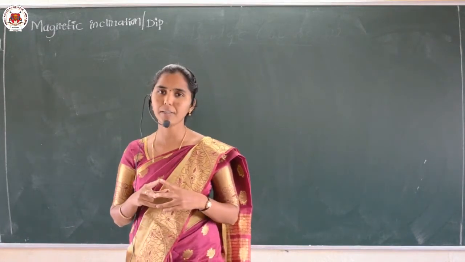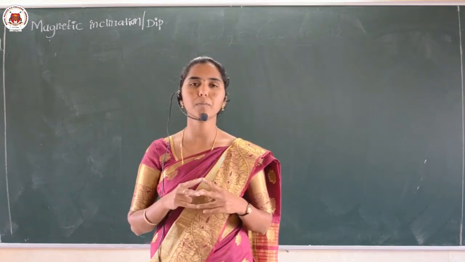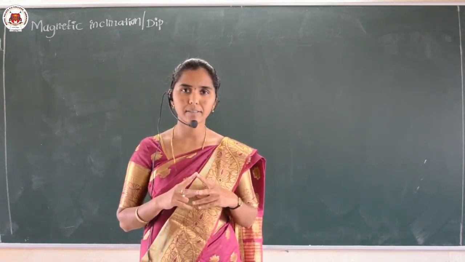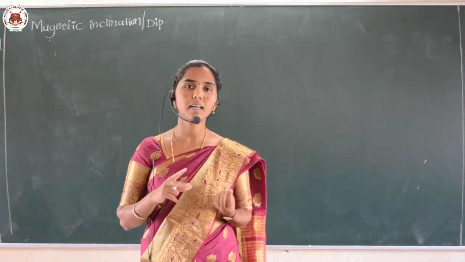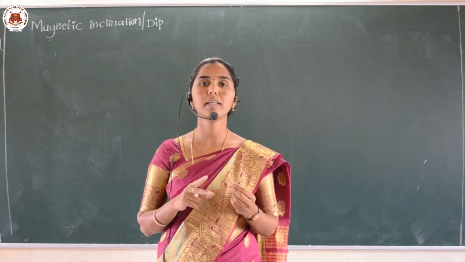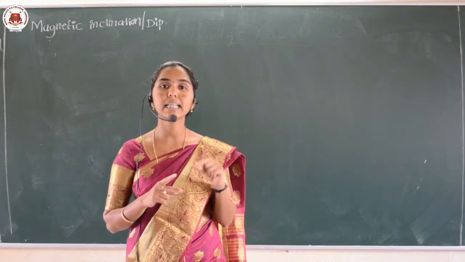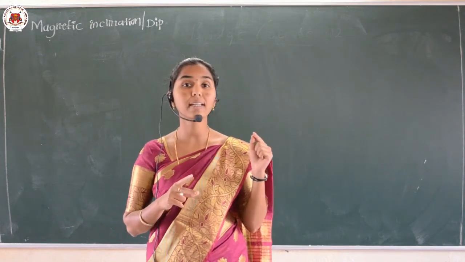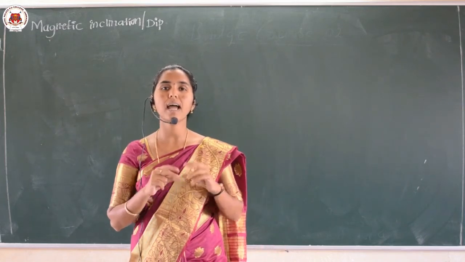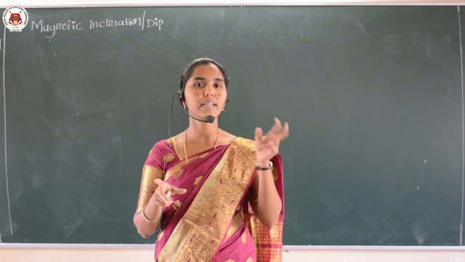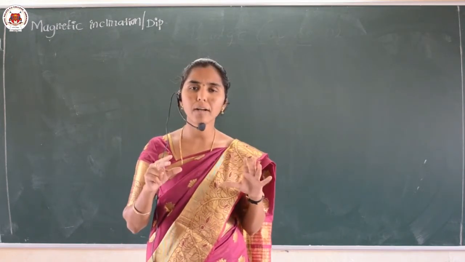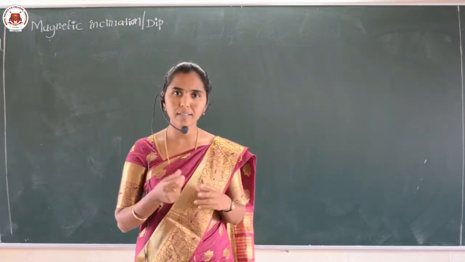In the previous video, we studied the earth's magnetic elements. In that, there are three earth magnetic elements. The first one, what I told, is the magnetic declination. What is that? Magnetic declination. Then about the magnetic declination and its introduction, how it is measured, what is its value in India, all the points we discussed in the previous session.